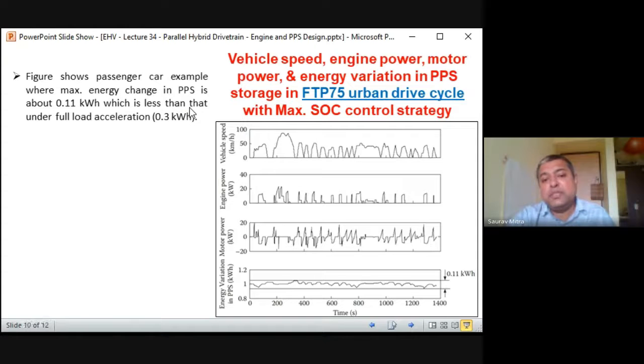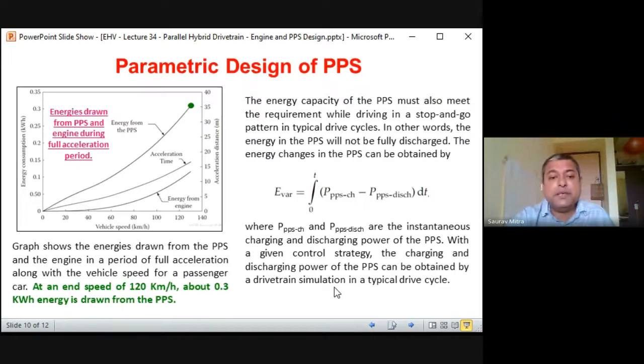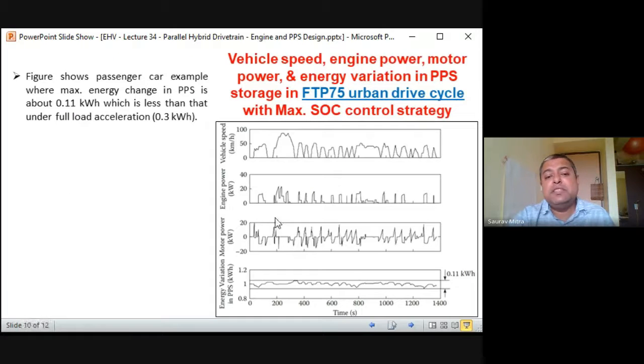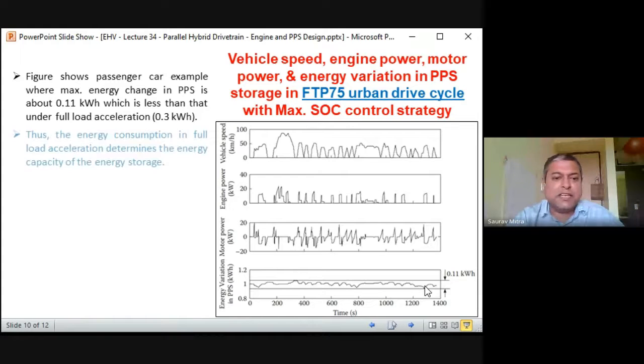And then you can show this FTP 75 urban driving cycle. In this case, how the top and bottom level of PPS is there, and how it compares with the maximum power which was taken from the PPS during acceleration. So acceleration test is the acid test. This decides how much maximum can be taken from the PPS source. Then we check in the urban driving cycle whether this top and bottom range is going beyond this 0.3 or not. It should not. In that case, we can use the same vehicle, same PPS for the urban driving cycle also.